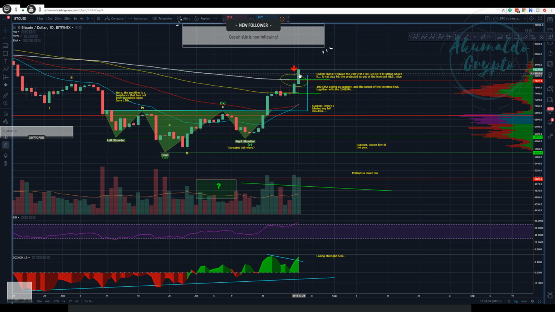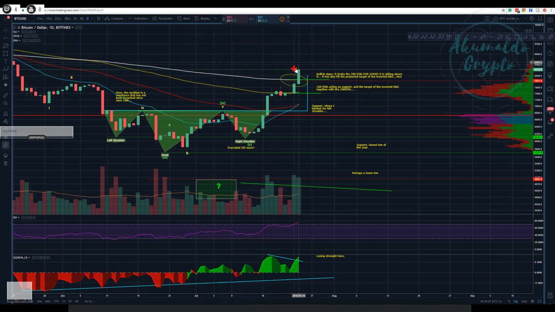Hi there, CryptoPus. We are well above the 200 EMA daily, so it's a bullish sign, okay? Really nice. This is the 200 EMA. We are well above it.